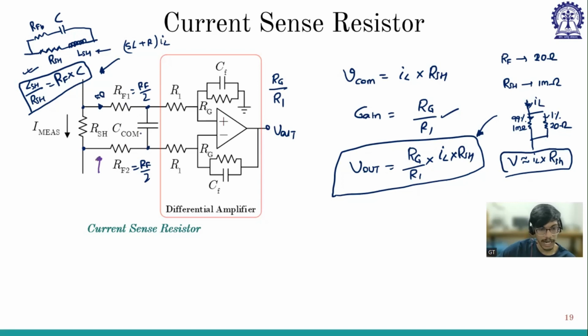I am connecting an RC circuit in order to compensate that pole. So in order to compensate that zero with a pole, my final VCOM is just a scalar multiple of the current. Understood, Banerjee?